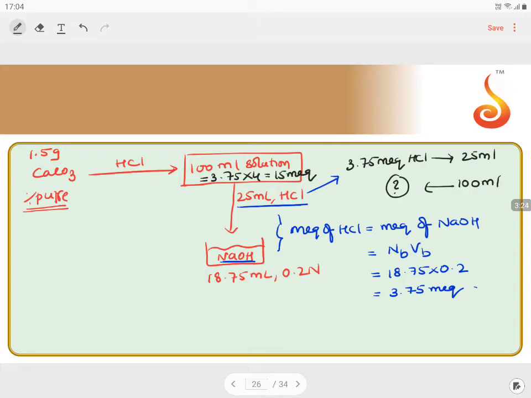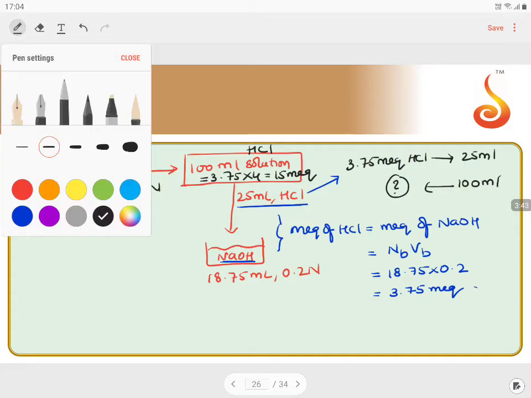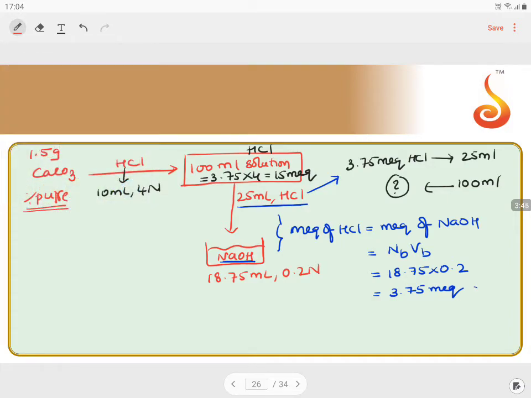Now 15 milliequivalents of HCl is present in this particular solution. That much HCl is there. Now how much HCl did you take initially? Initially the HCl taken is 10 ml and 4 normal. So the milliequivalents of HCl initially present is 40 milliequivalents.